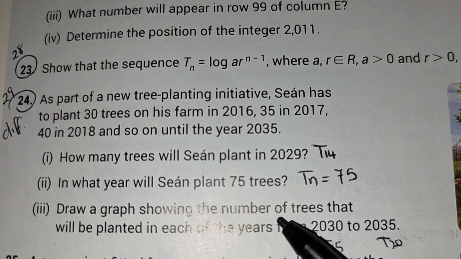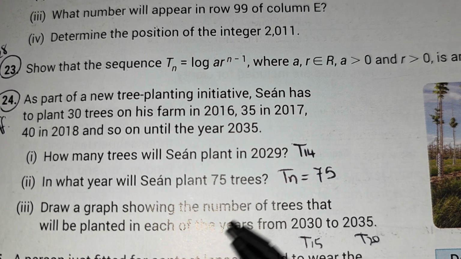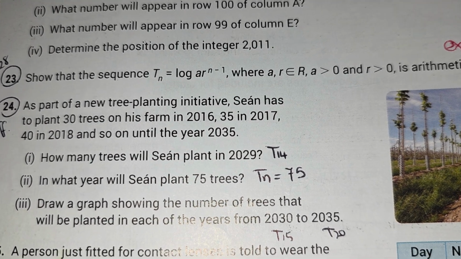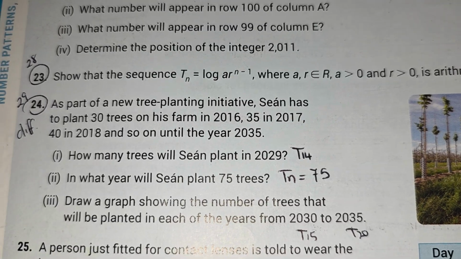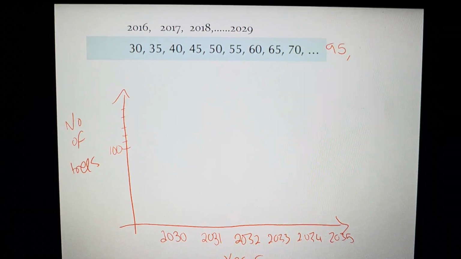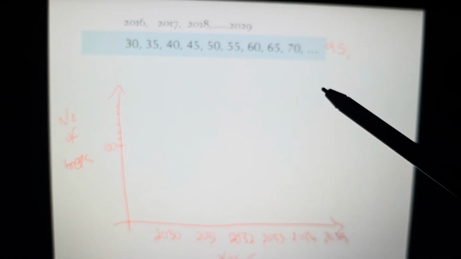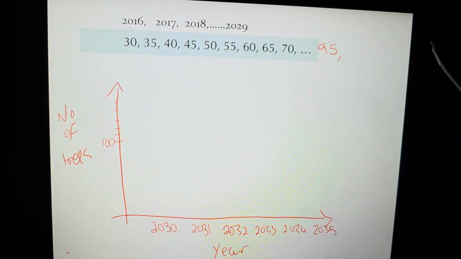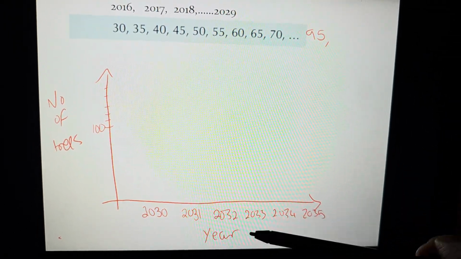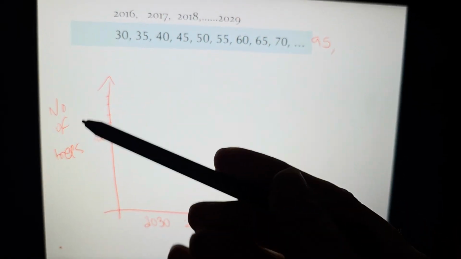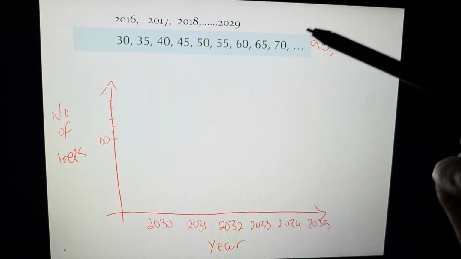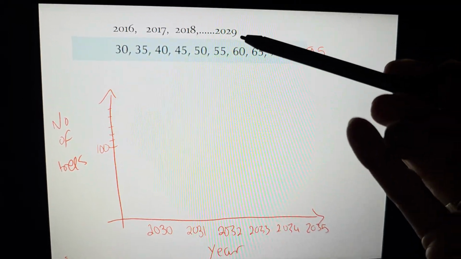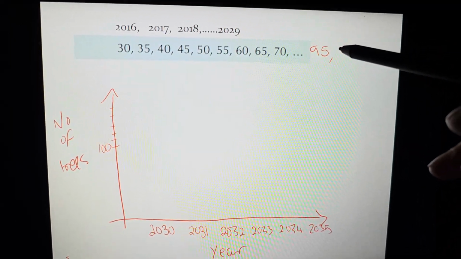Okay, so I now want to draw a graph to show the number of trees that would be planted in each of those years. It's a linear function, so I'm going to be graphing a straight line. Draw an XY axis and label it. They want us to just do the graph from the year 2030 to the year 2035. So the X-axis is the year. The Y-axis is the number of trees that he's planting.